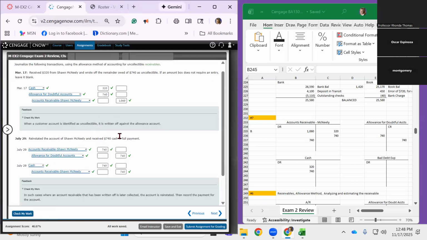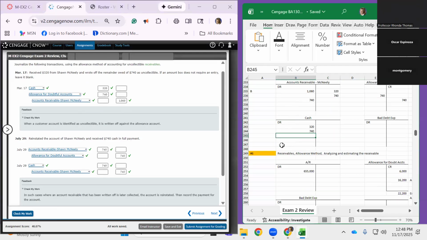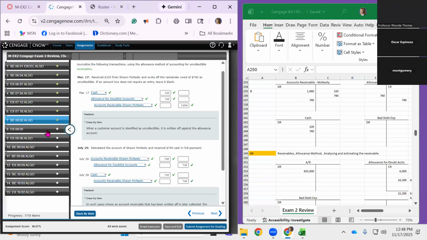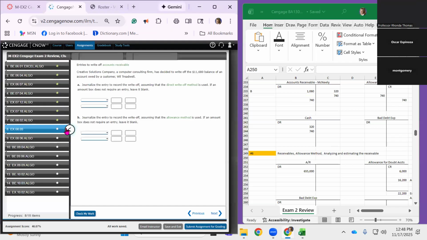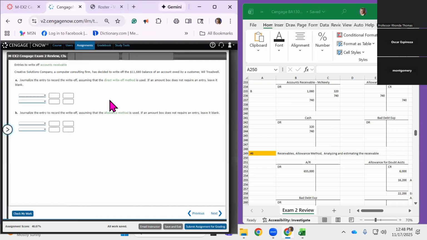Okay. We wrote it off at first because it seemed like we weren't going to be able to get it. If it doesn't look like a receivable is going to come in, maybe somebody declared bankruptcy, or you just heard that the longer a receivable goes unpaid, the less likely it will be paid. Okay, so I guess I lied.